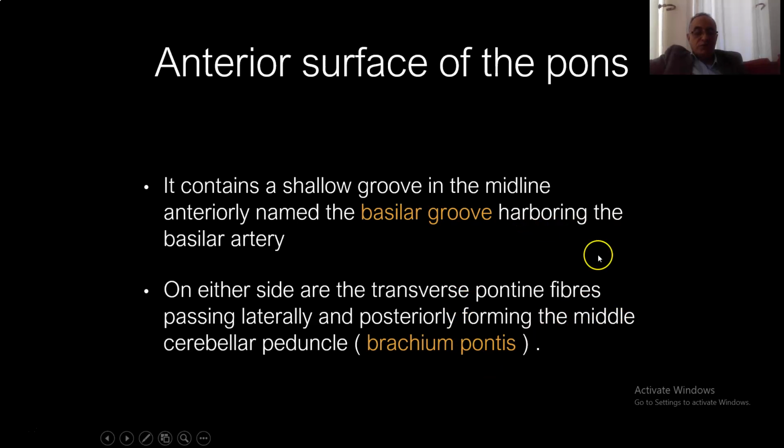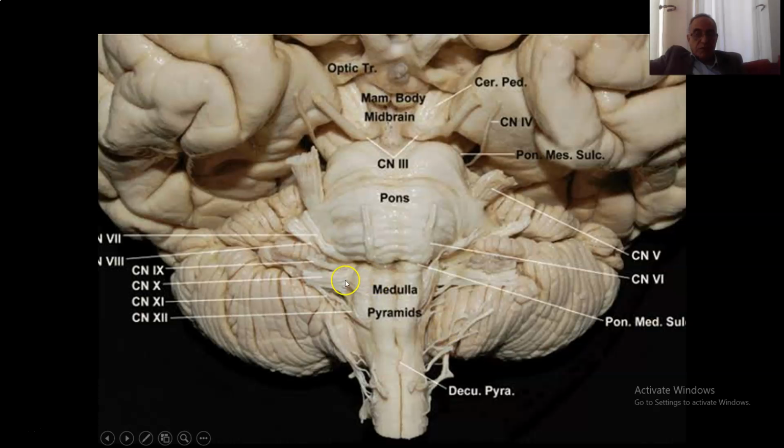The anterior surface of the pons contains a shallow groove in the midline, named the basilar groove, harboring the basilar artery. On either side of the basilar groove, there are transverse pontine fibers curving laterally and posteriorly, forming the middle cerebellar peduncle or the brachium pontis. So this is the picture of the pons. There is a shallow groove here called the basilar groove, for the basilar artery, and laterally there are the transverse pontine fibers which will form the middle cerebellar peduncle in its way to the cerebellum.